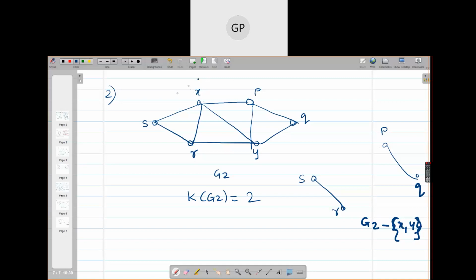Now let us take one more. Oh, my lecture is over. Okay. So we have finished two topics today: vertex connectivity and edge connectivity. Tomorrow or in the next lecture, we will continue with the theorems on vertex connectivity and edge connectivity.